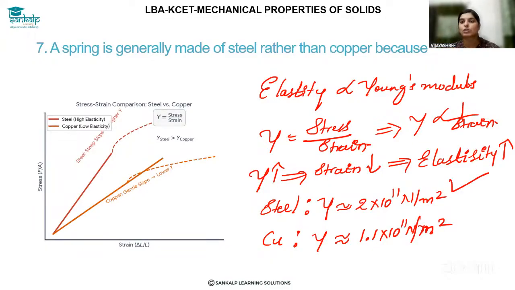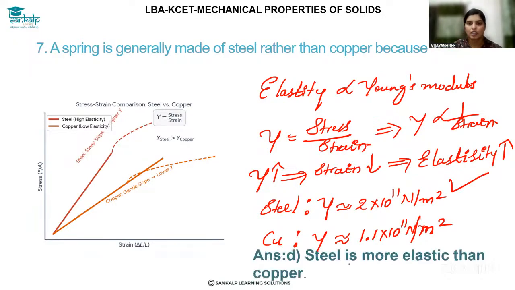That's why steel has more elastic property and it will suffer less strain. So it will have the tendency to regain its original shape more effectively. So the right option here is option D: steel is more elastic than copper. That's why generally steel is used in the preparation of springs, because a spring should have more elasticity. Okay, thank you.